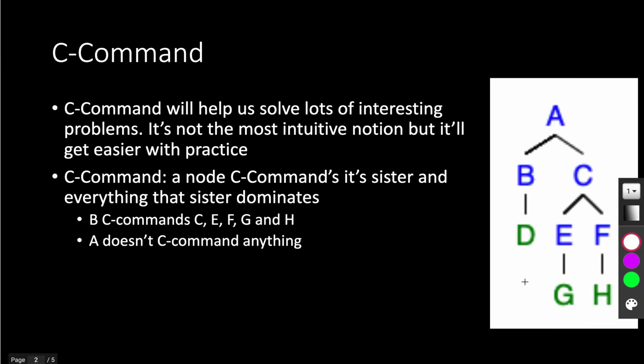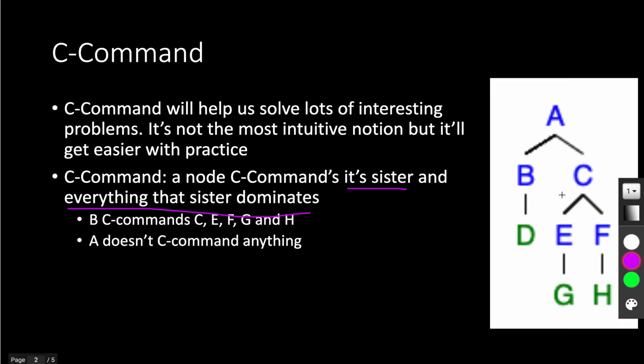So to define it, C command is fundamentally a relationship between one node and a group of other nodes. To read our definition, a node C commands its sister and everything that sister dominates. There are 2 parts to this, right? First, for any given node, we have to find its sister, and then we have to figure out everything that sister dominates. Those 2 groups, its sister and what that sister dominates, comprise the set of nodes that a given node C commands. I think this will make more sense if we do an example.